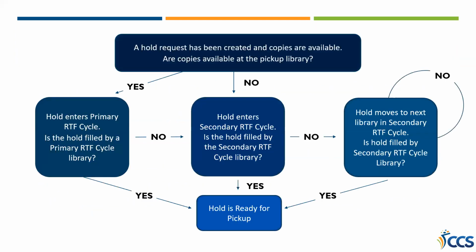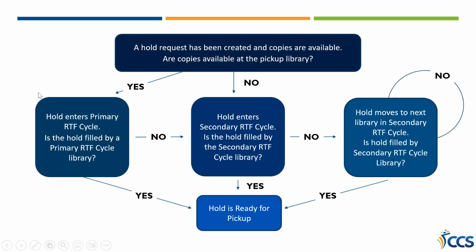So here's how the RTF cycles work in a slightly more visual representation. A hold request is created. Polaris is going to check to see for eligible copies that are currently available. If Polaris detects available copies of the title in the system, the hold tries to enter the primary request to fill cycle. First, Polaris is going to check to see if there are available copies at the pickup location. If there is, that branch automatically gets the hold request on their pick list.